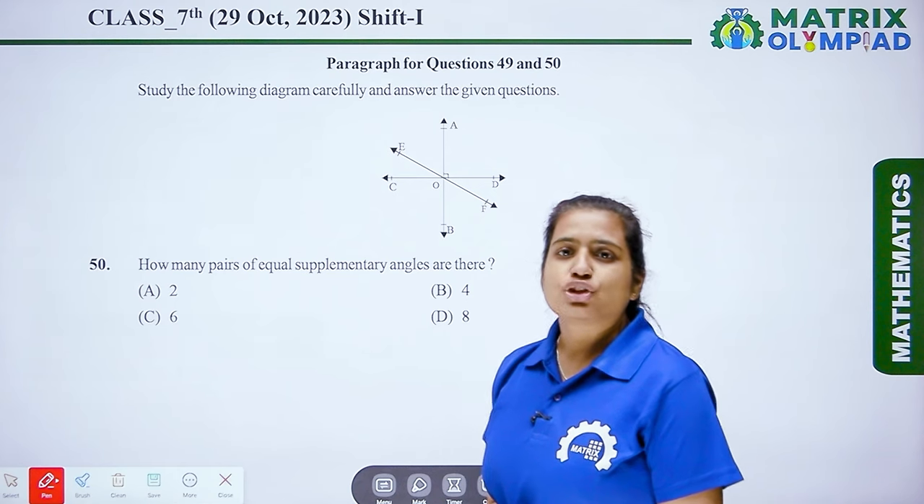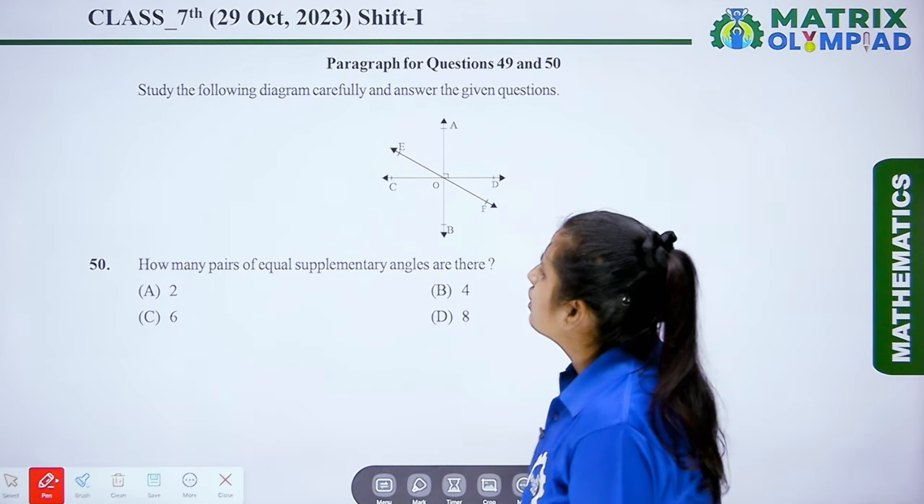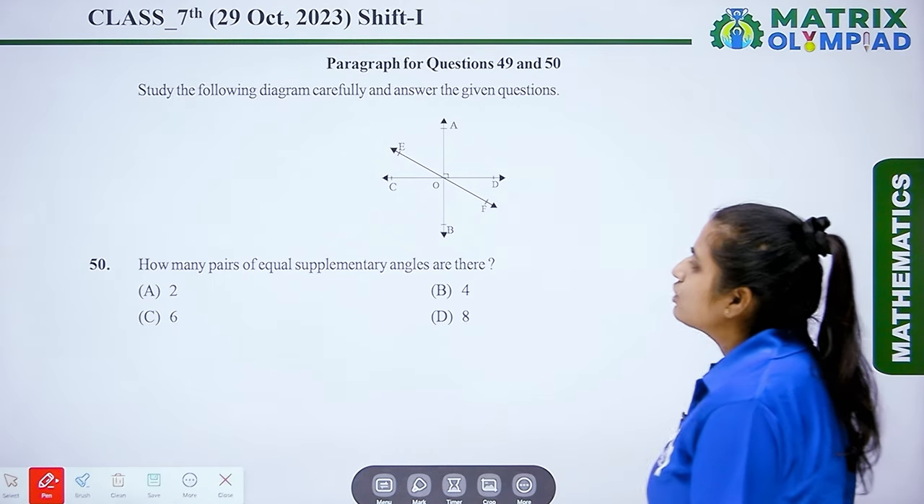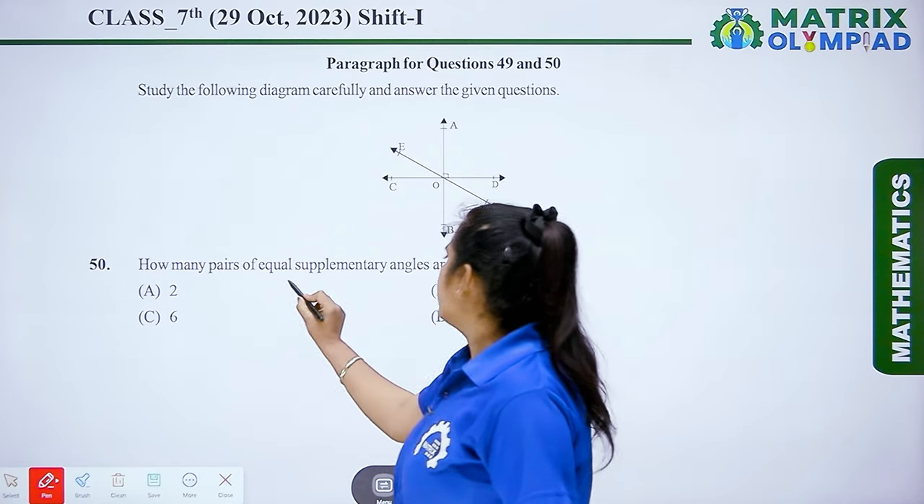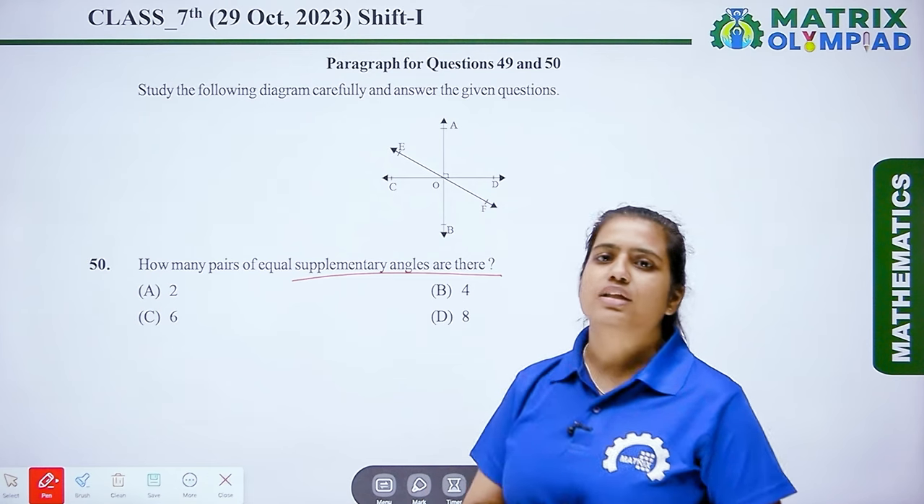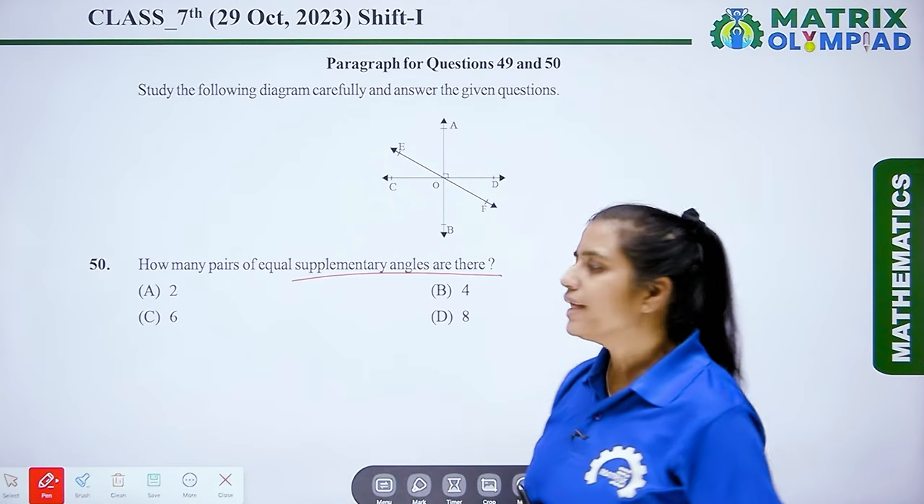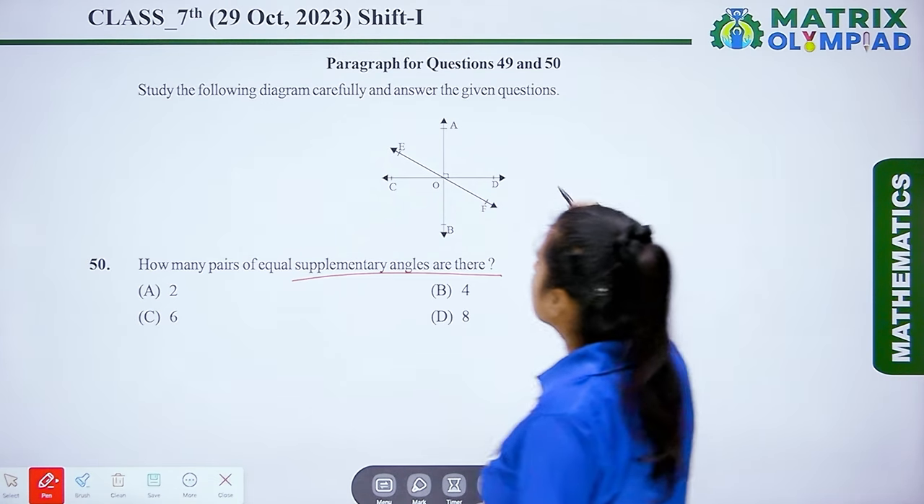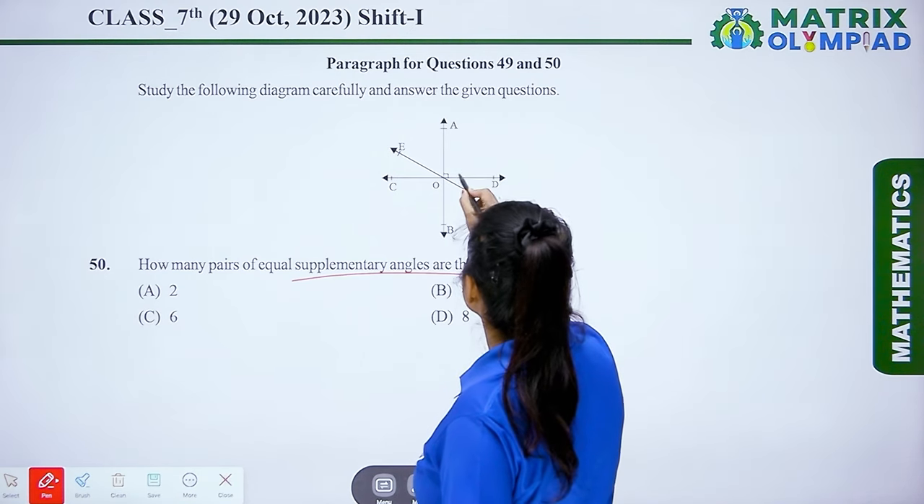Now the last question of this part. How many pairs of equal supplementary angles are there? Equal supplementary angles means the sum of two angles should be 180 degrees. So here let's find out the number of pairs.